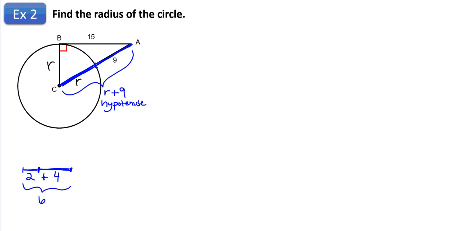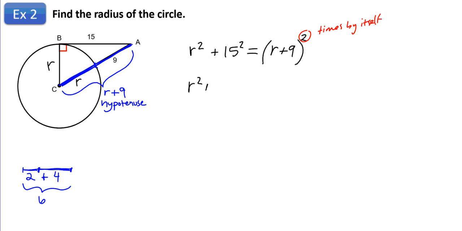So when we do the Pythagorean theorem, we want to put the leg squared plus the other leg squared, and that needs to be equal to the hypotenuse squared. The hypotenuse is r plus 9. To show squaring that, we need to put it in parentheses. This problem is quite a bit more tricky than the last one we worked on. Remember, squaring something, if I have a second power, that just means times that thing by itself. So our problem is that we need to multiply the r plus 9 by r plus 9, times it by itself.